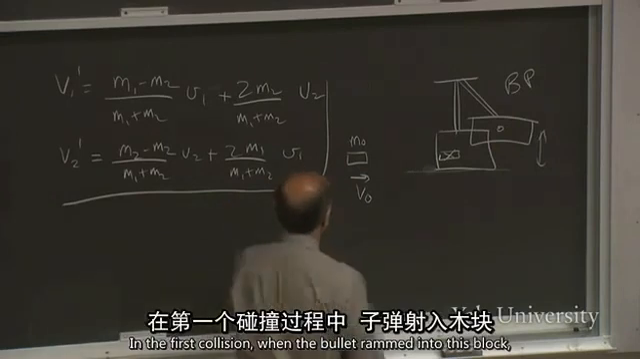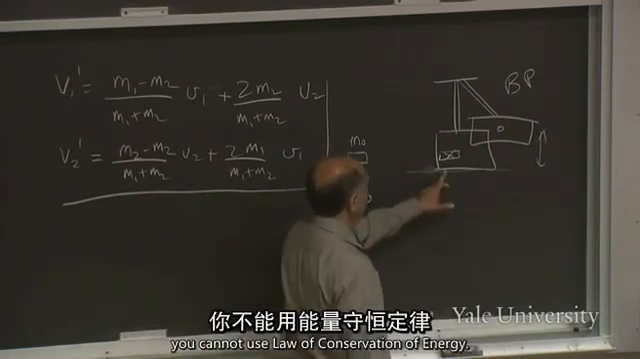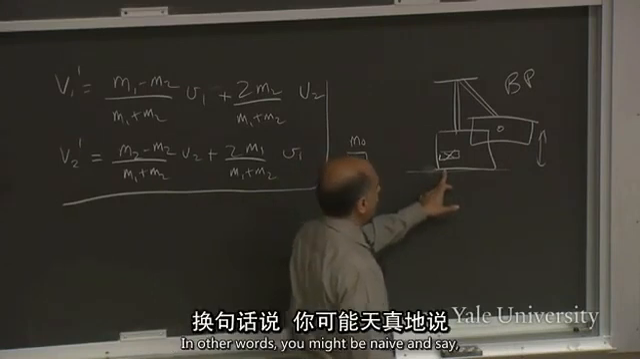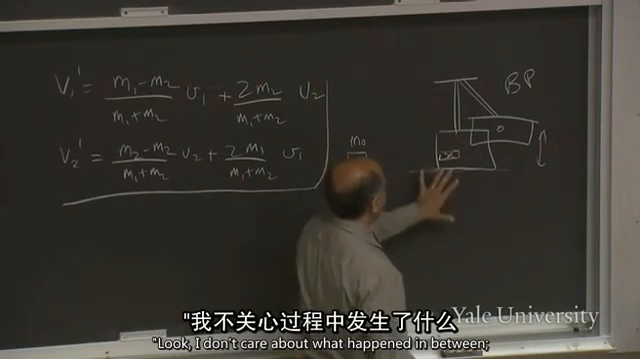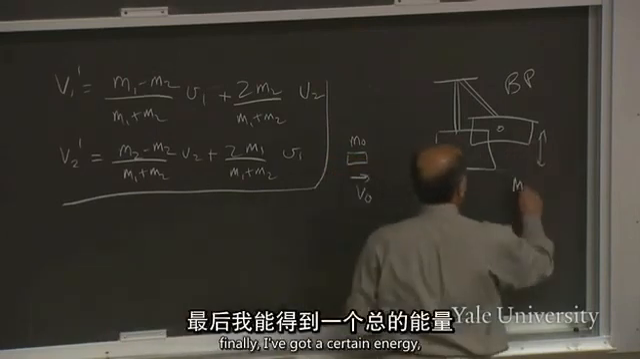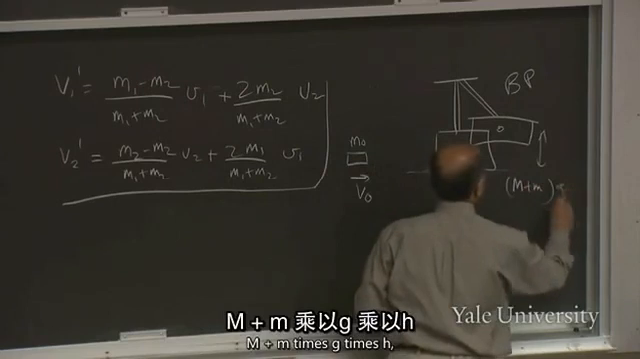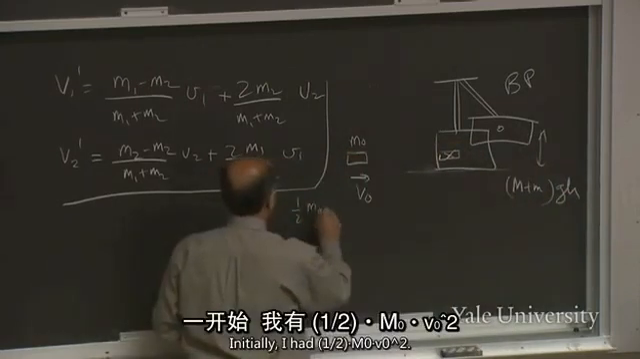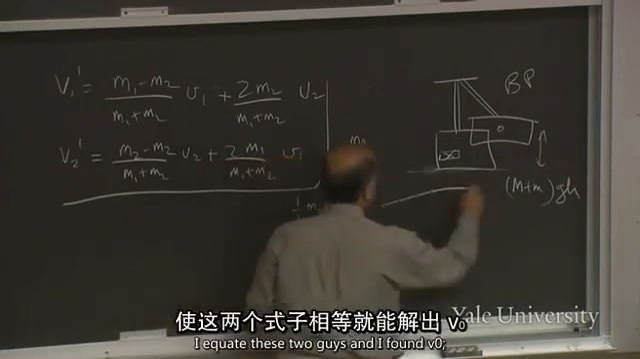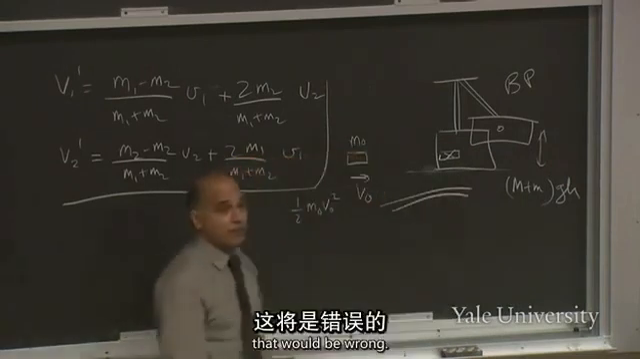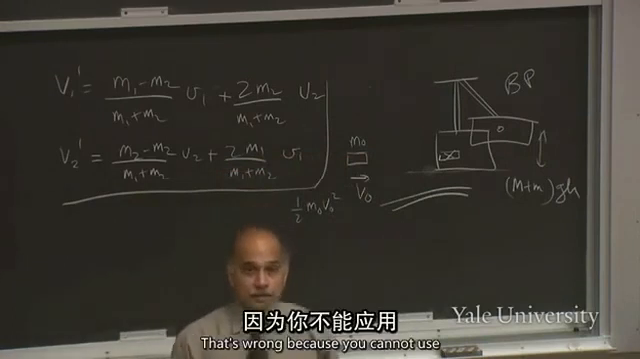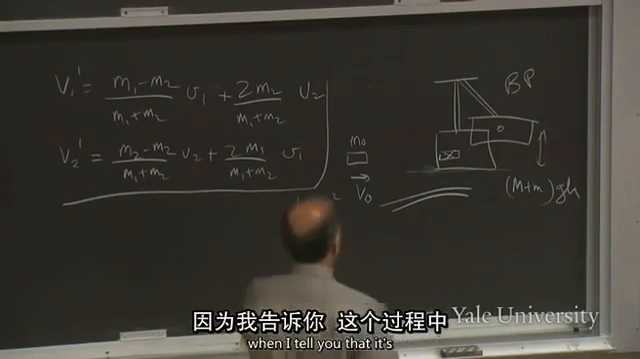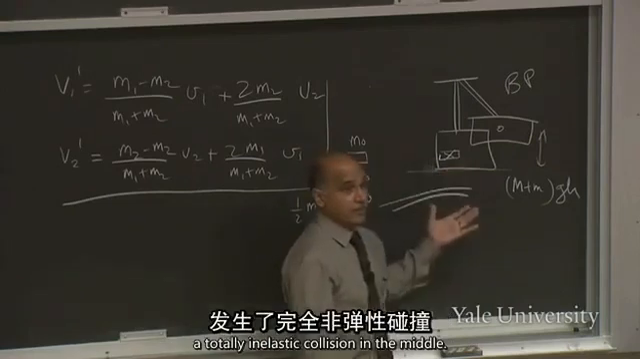In the first collision, when the bullet rammed into this block, you cannot use the law of conservation of energy. In other words, you might be naive and say, look, I don't care about what happened in between. Finally, I got a certain energy, (m plus m) times g times h. That's my potential energy, no kinetic. Initially, I had 1/2 m v0 squared. I equate these two, and I find v0. That would be wrong. That's wrong because you cannot use the law of conservation of energy in this process when I tell you there's a totally inelastic collision in the middle.